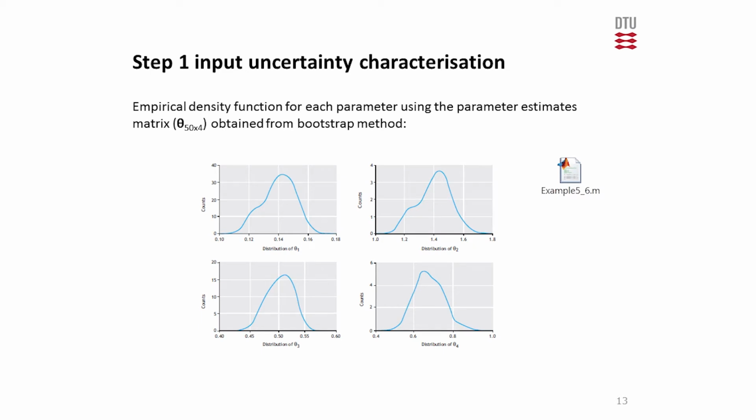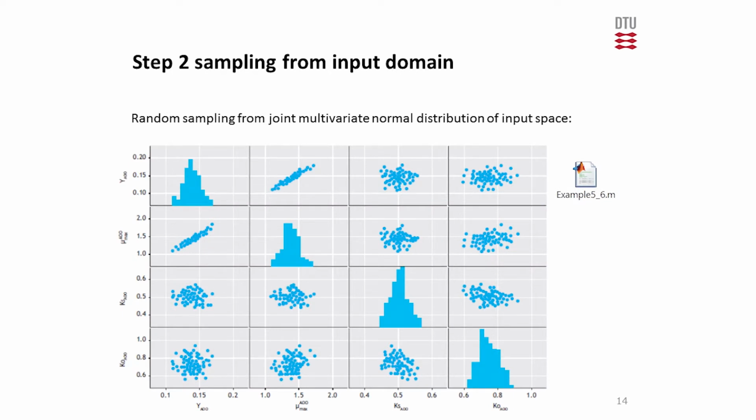It is assumed that these parameters follow a normal distribution with the covariance matrix obtained from the bootstrap method. The marginal distributions of each parameter are shown. These plots can be seen in the example 5_6.m script file. The parameters are defined to follow a normal distribution. The input uncertainty space is represented by a joint multivariate normal distribution.